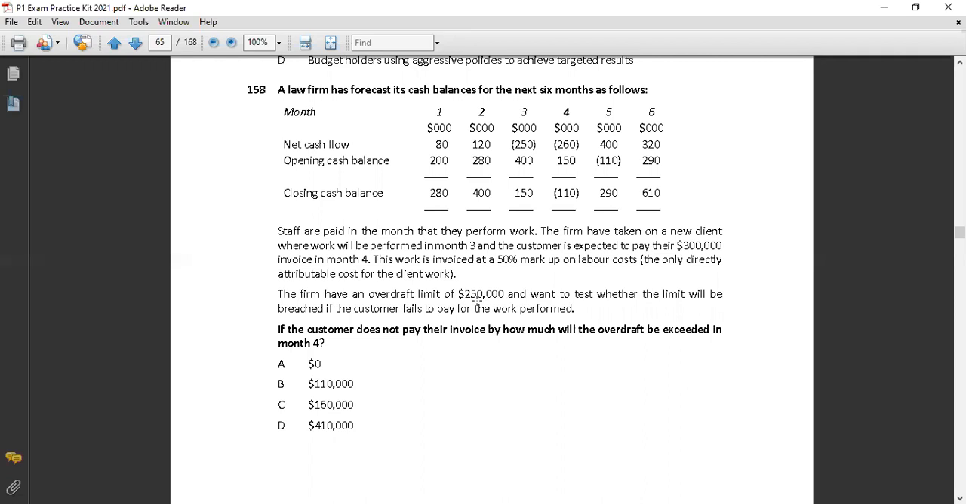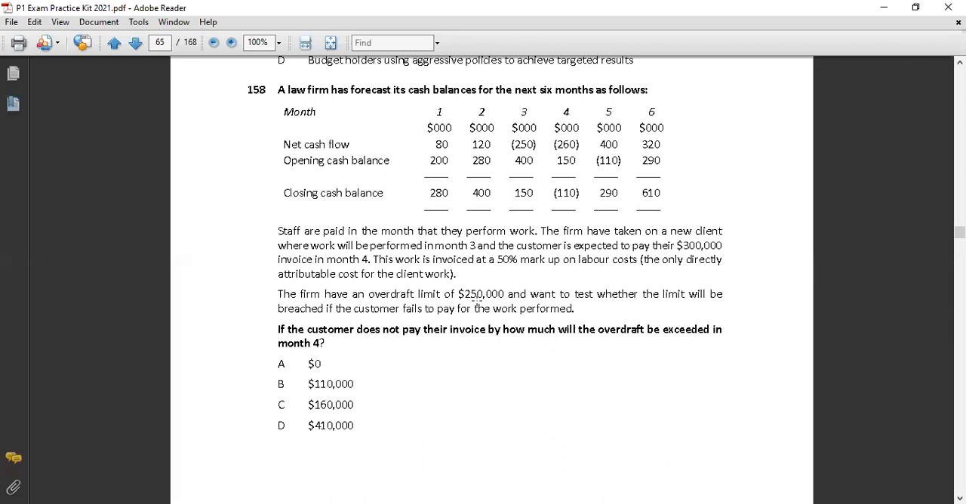We see the closing cash balance of all 6 months. Only in 1 month, that is month 4, there is a negative balance. Negative balance to the extent of 110. They are anticipating here.